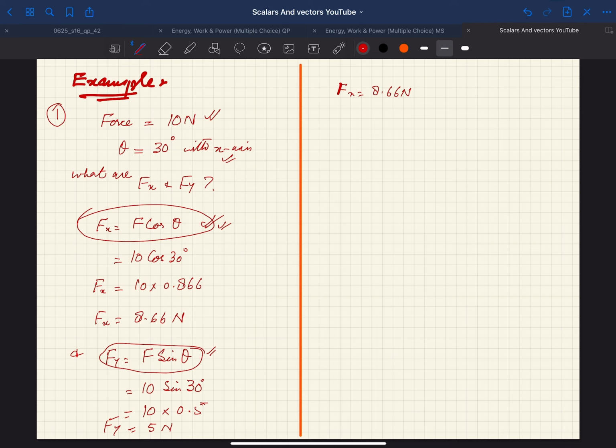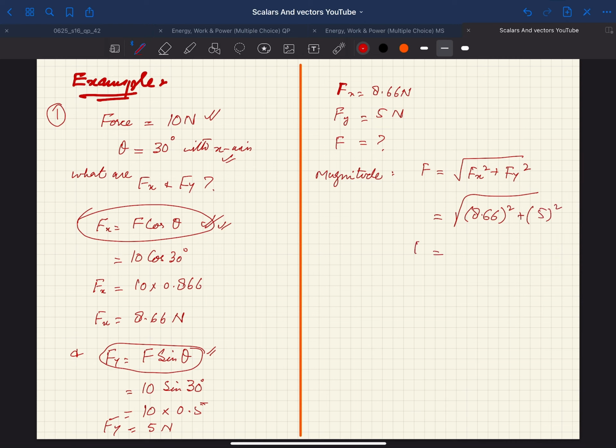But on the other hand, suppose you have this situation where Fx is given as 8.66 and Fy is given as 5 Newton, and you want to find out F. What will you do? Simply, for magnitude we will use the formula F equals the square root of Fx squared plus Fy squared. Take this value 8.66 whole squared and 5 whole squared, and when you calculate this whole thing you will get 10 Newton.